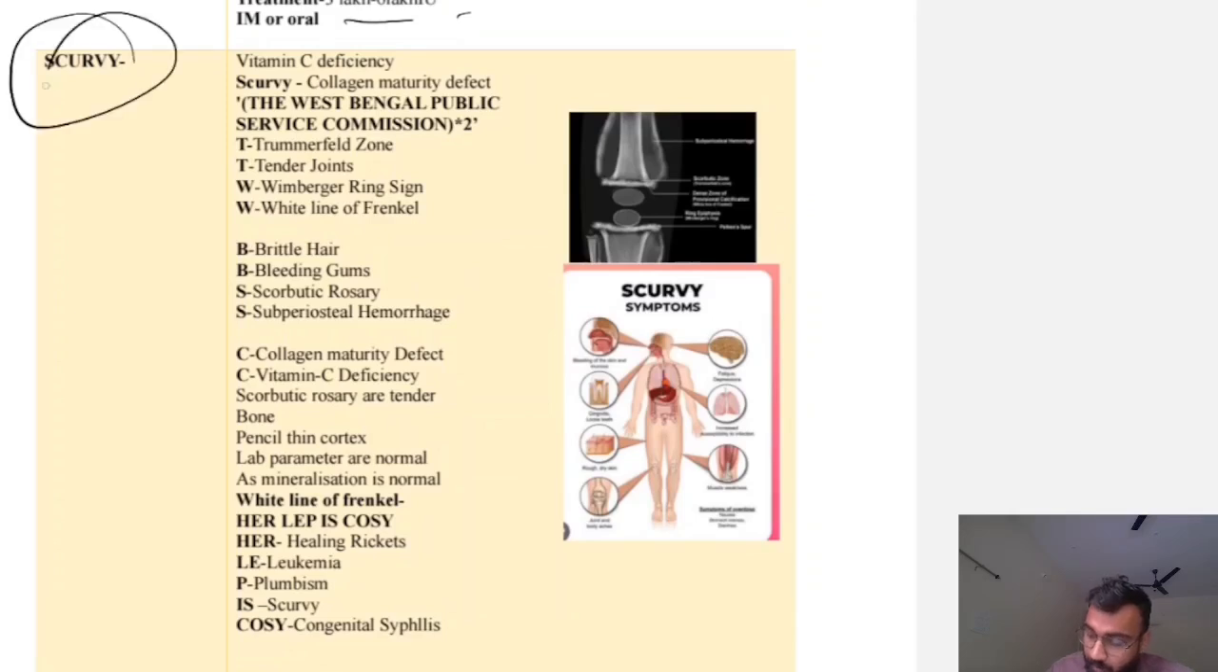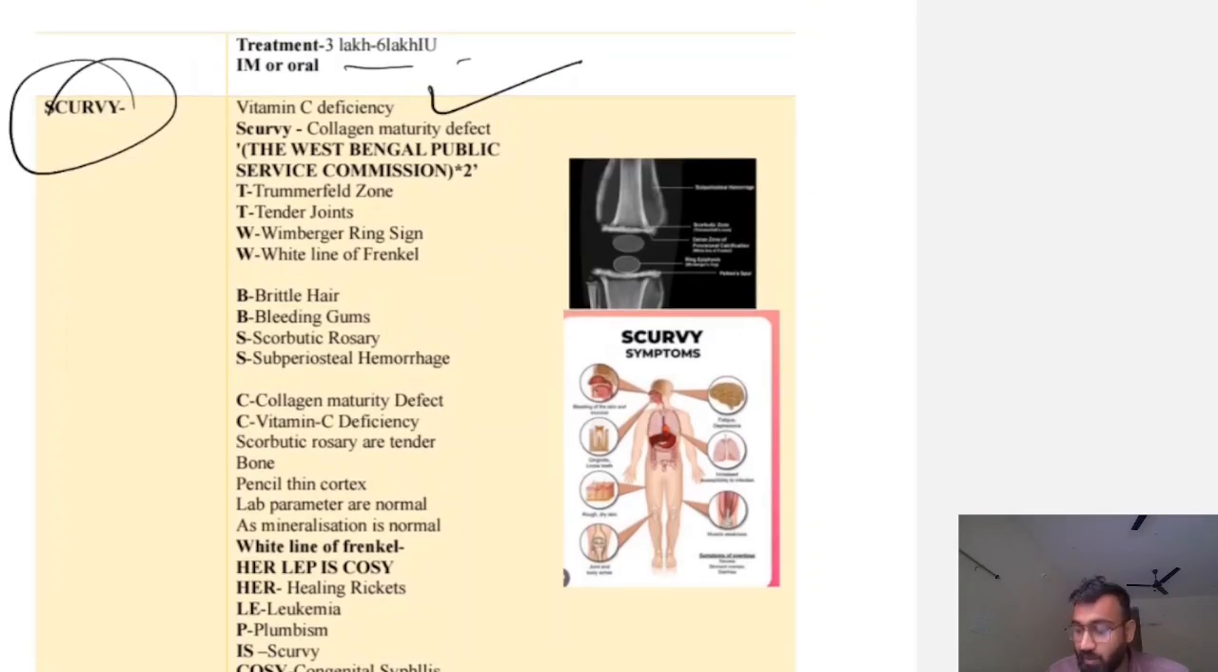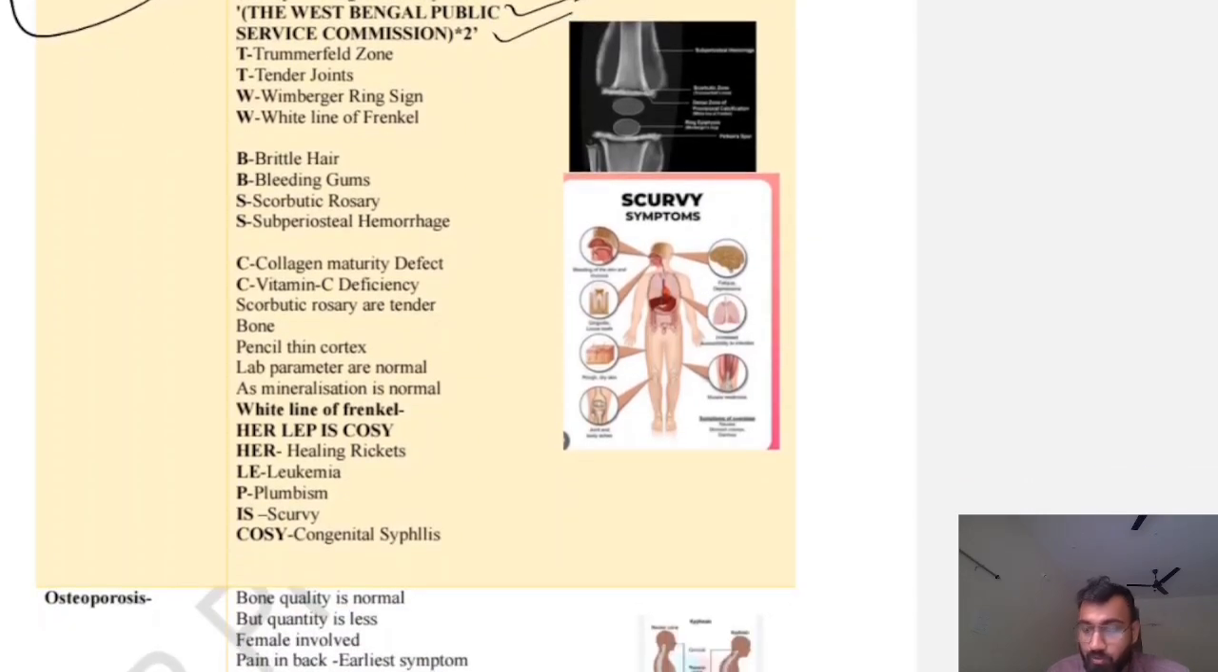Next is scurvy. So scurvy is due to vitamin C deficiency. So vitamin C is used in collagen maturity. Okay, so scurvy causes the collagen maturity defect. So how will you remember the clinical features? Tremor field zone seen, tender joint, Wimberger ring sign, white line of Frankel.